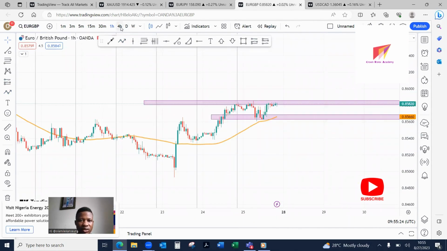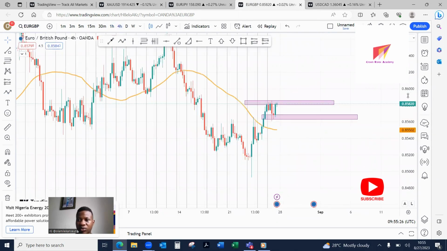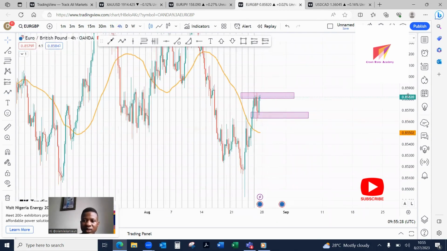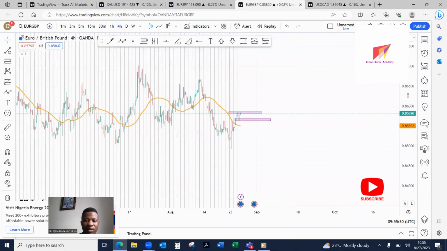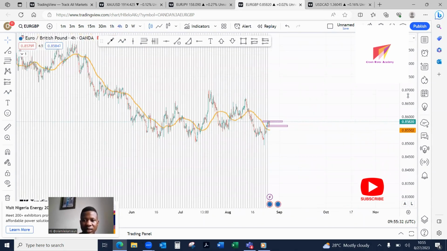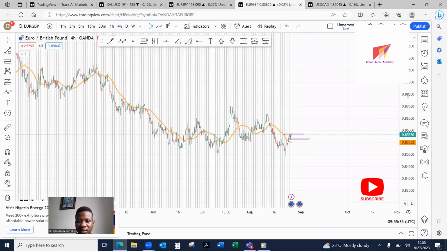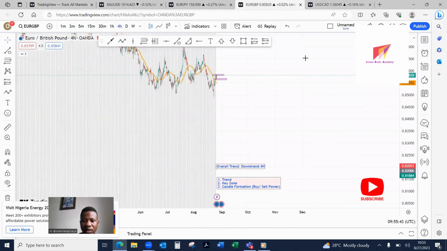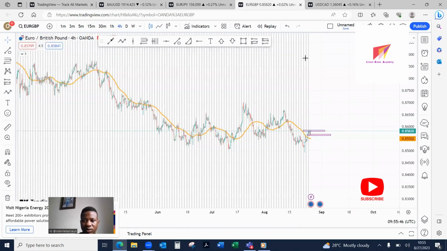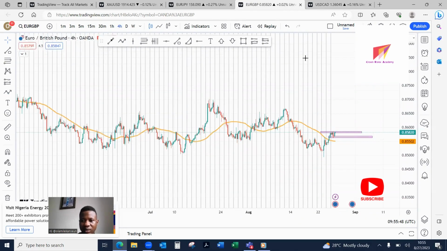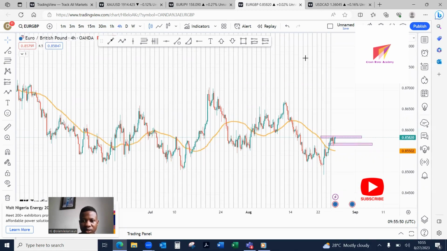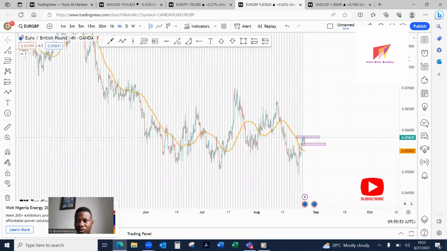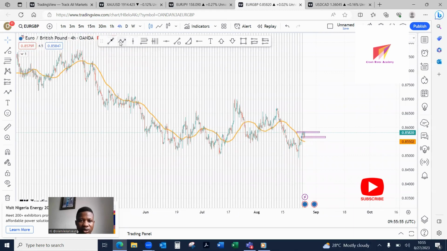Let's go to the next currency pair. Let's see what the market is saying on the high time frame. You can see that the market is actually in a downtrend on the high time frame.